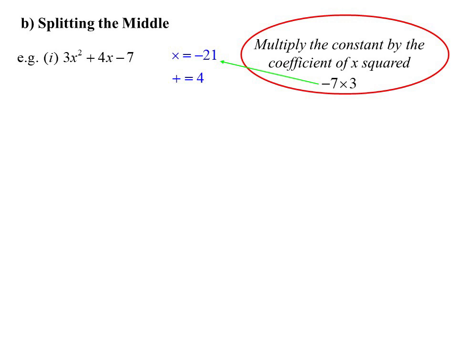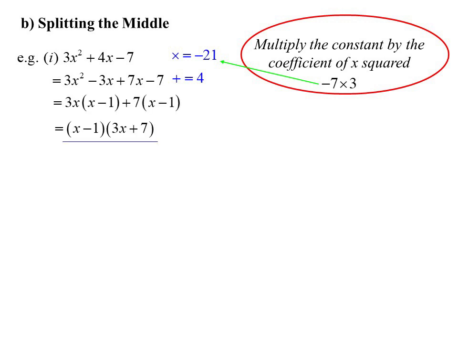Multiplies together to give a negative number. So one's positive, one's negative. The bigger number must be positive because we've ended up with a positive number. So multiply 21, got to have a difference of 4. That's 7 and 3, isn't it? So we physically split the middle. That's why it's called split in the middle. We split the middle. It becomes a grouping in pairs question. We pull out the common factor, we group the pairs, we've got the answer.